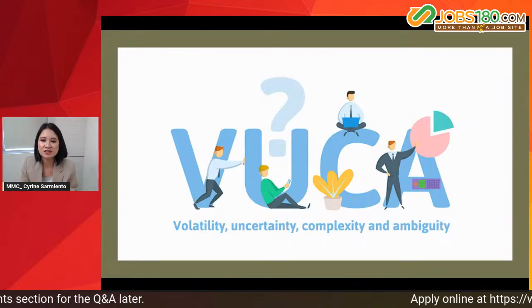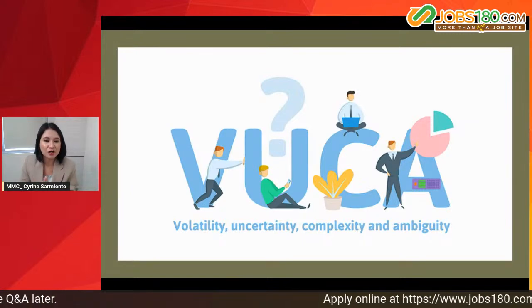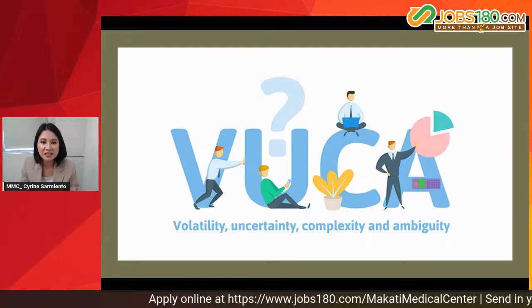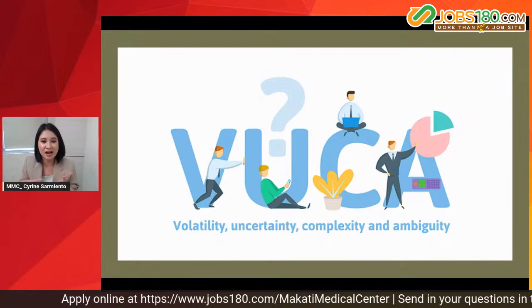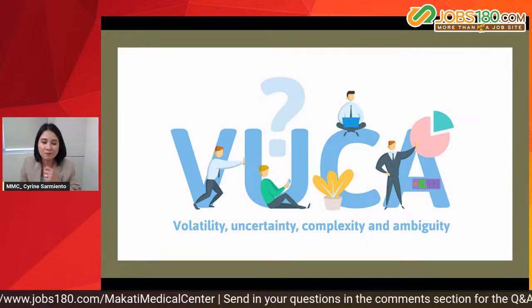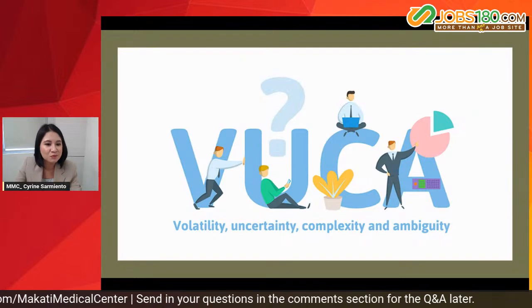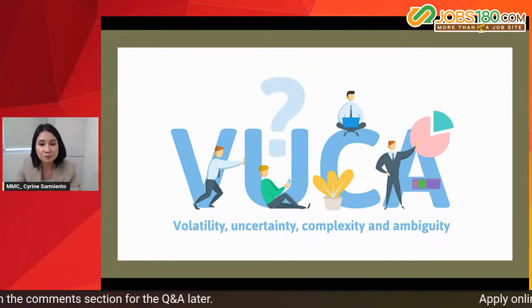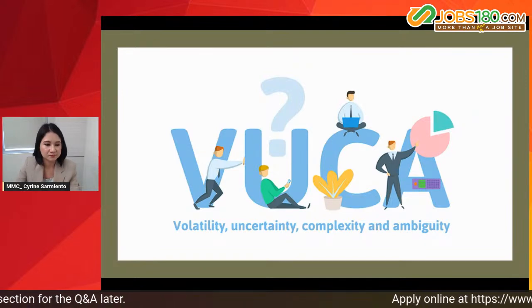So, that's uncertainty. For complexity, there are complex systems that consist of a large number of parts that are highly interconnected and interacting with each other. So, it's very complex yung mga events na nangyayari sa atin. Ambiguity is about interpreting a situation that is vague, obscure, incomplete, and fuzzy.